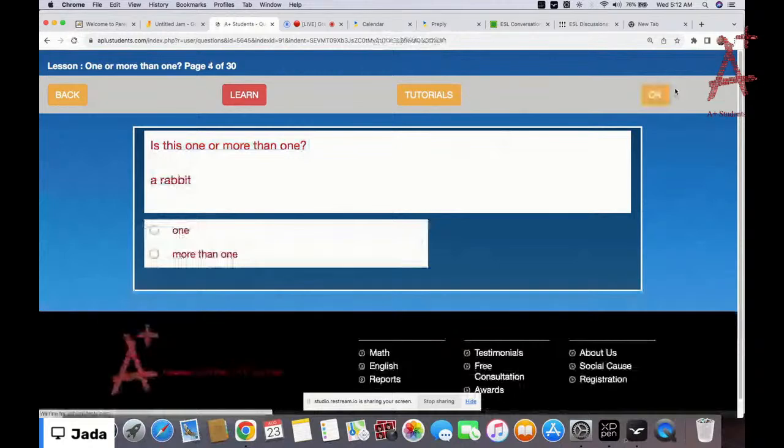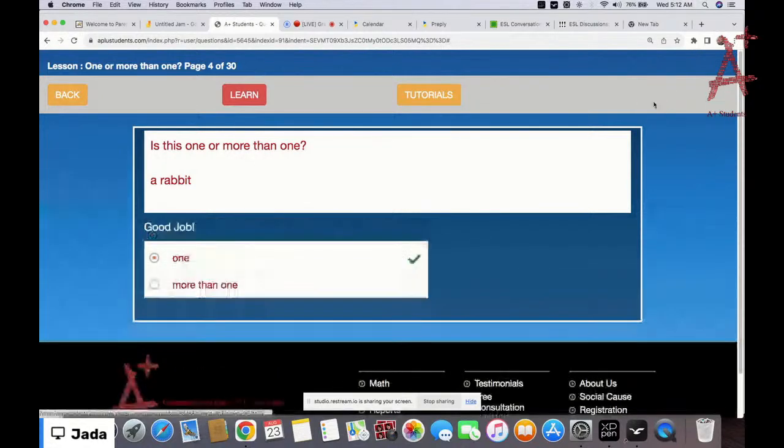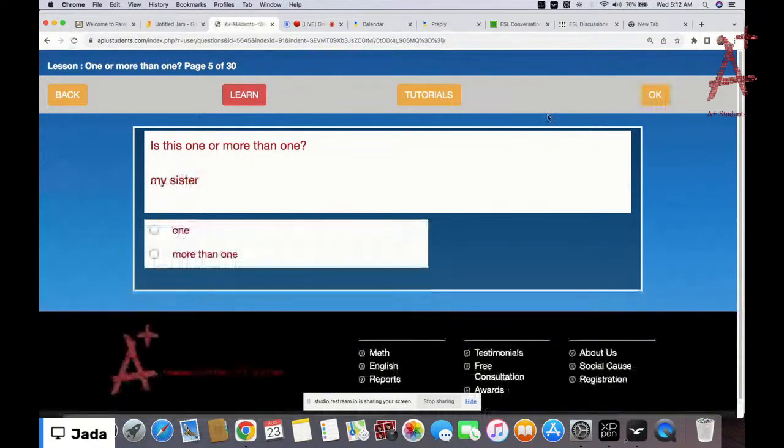Then it says a rabbit. It doesn't say a rabbits with s. It just says a rabbit. Since it's one rabbit, it's singular. As long as you have one thing, you know that it's always singular. If you have more than one, then it's going to be plural. So that's how it's done, everyone.